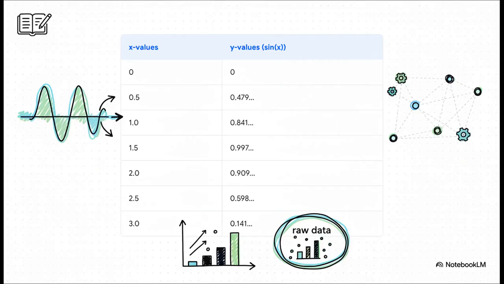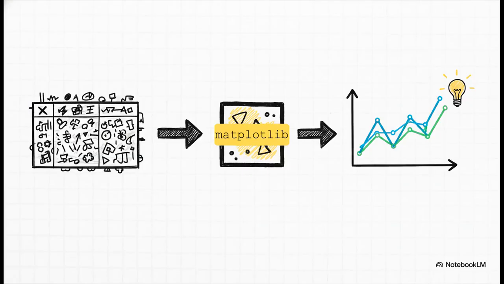We're going to start really simple here with just two lists of numbers. The first one has our x values, and the second one has the y values that go with them, calculated from a sine wave. Right now, it's just a table of raw, kind of boring numbers. But then we import another library, this one called matplotlib. And with just a single simple command, we can instantly turn that boring table of numbers into a beautiful, clear visual graph. Just like that, we've turned raw data into actual understanding.